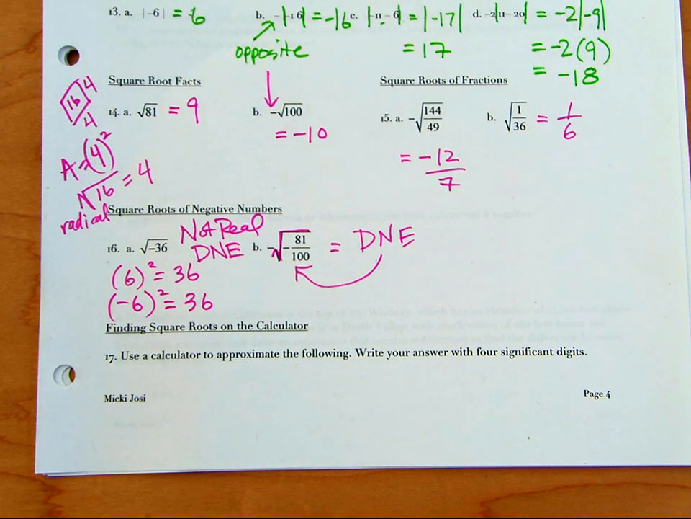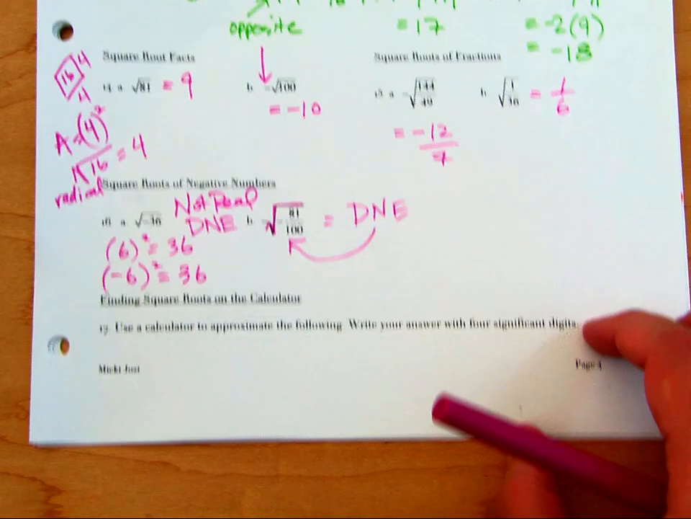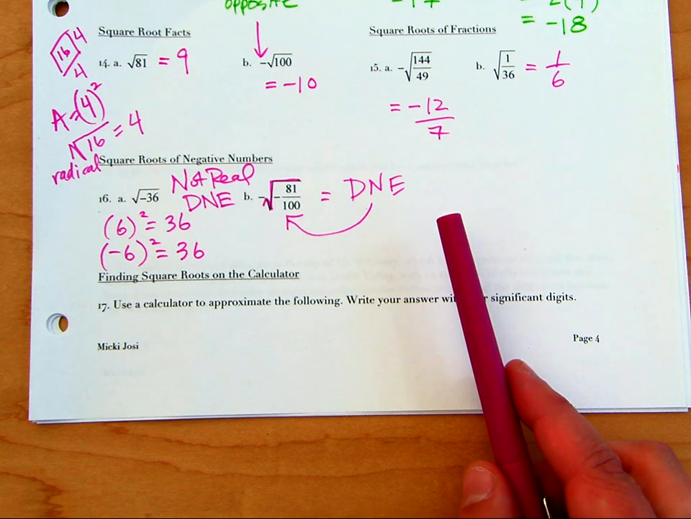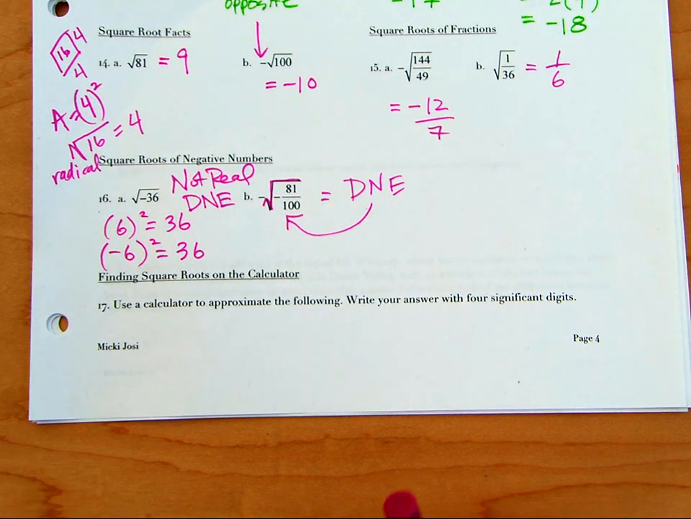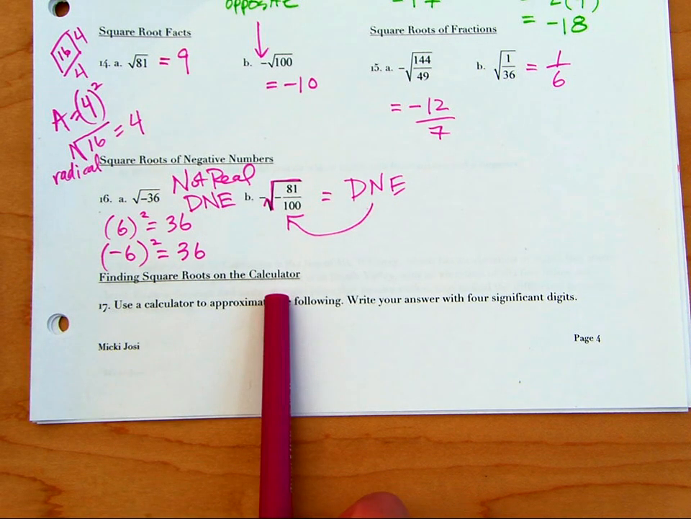What else is acceptable? Not real would be another option. You could write DNE or not real, but since you're practicing that in WebWork, sure, I'll take that. I might look at it and be like, what are they talking about? Then I'll remember. Okay. Now we're going to talk about finding square roots with a calculator.